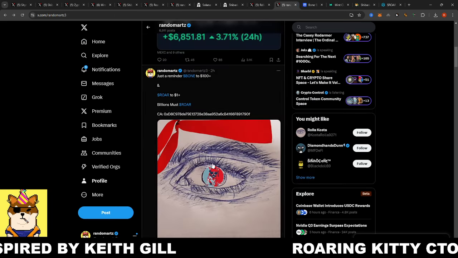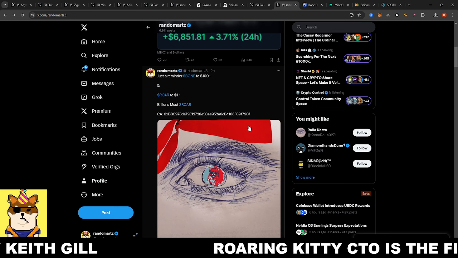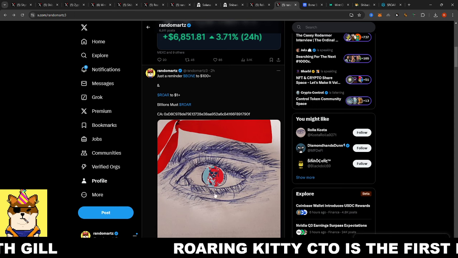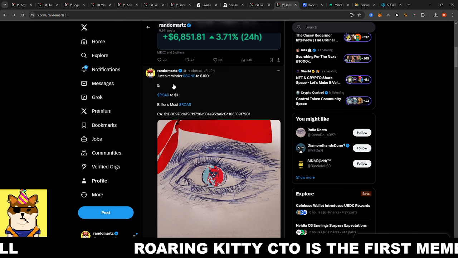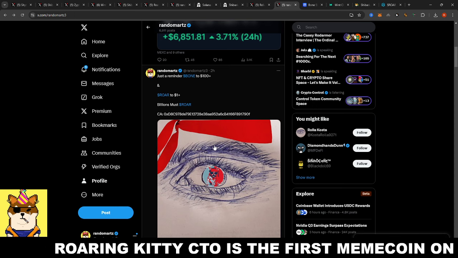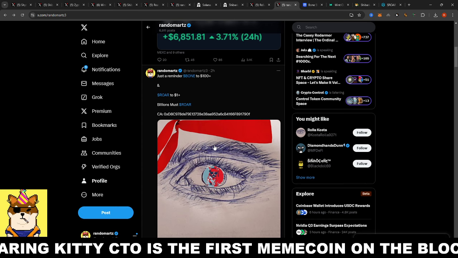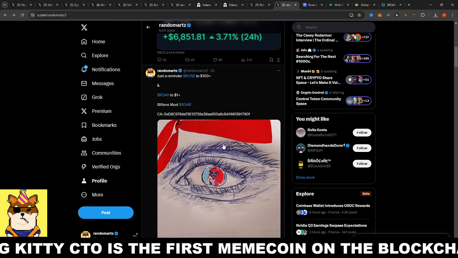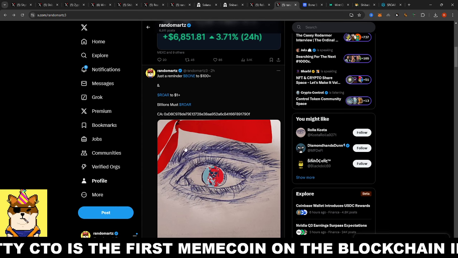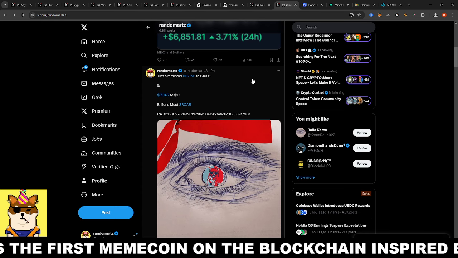I started trolling him. I even took his PFP picture and added the Roar headband with the Roar logo. Saying, just a reminder, Bone to $100, Roar to, like, Bone is not your token, buddy. It's a decentralized platform. Anybody can do whatever they want. So, of course, my level of pettiness sometimes knows no bounds.